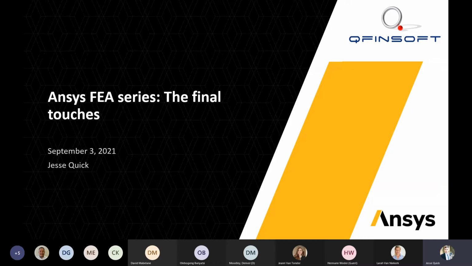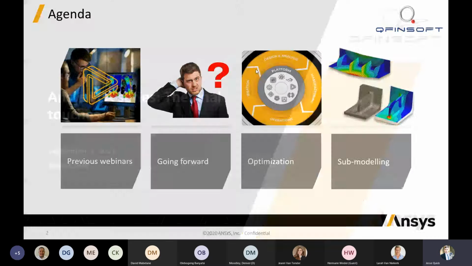Okay, so again, welcome to the Ansys FEA series that we've done with QFinSoft. And today we're going to be looking at some of the final touches on closing up this webinar series. So our agenda for today is going to be, we're going to just quickly have an overview on the previous webinars that we've gone through. Then we're going to look at what our next step is going forward, because now we've analyzed our design, and now we can maybe become a little bit more creative and look at exactly what we would like to change about the design, or what we'd like to refine about our design.